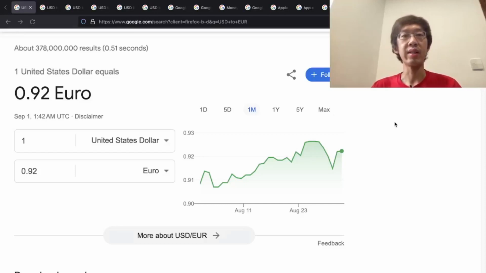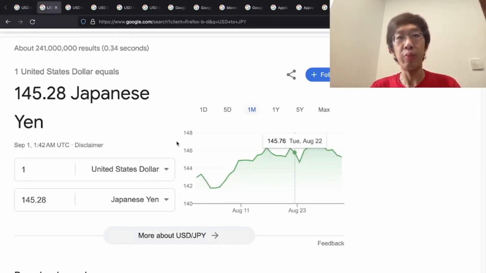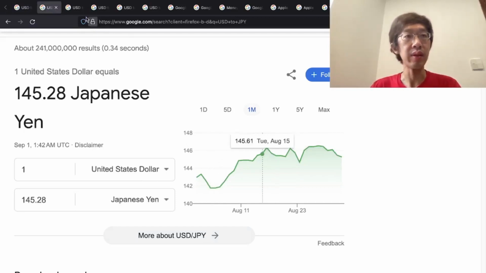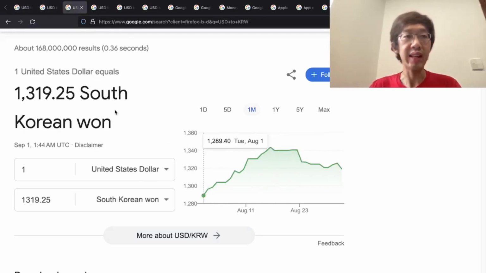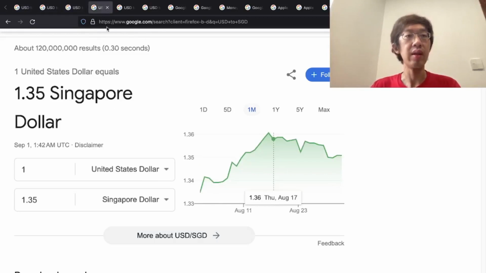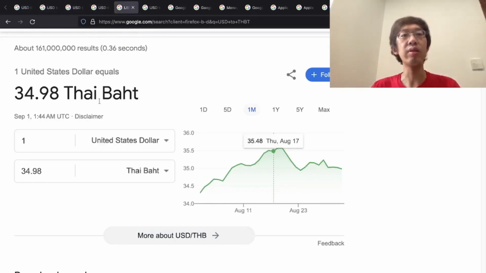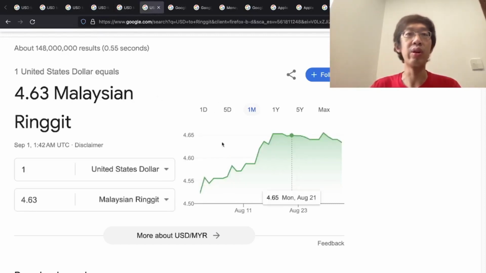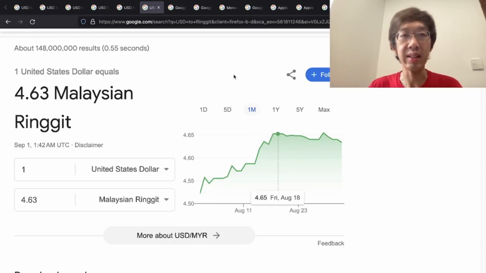Foreign exchange, currency exchange, Forex traded for beginners. US dollar appreciated against euro. It also appreciated against Japanese yen, appreciated against South Korean won, appreciated against Singapore dollars, and also Thai baht. It was going up. US dollar is also going up against Malaysian ringgit.